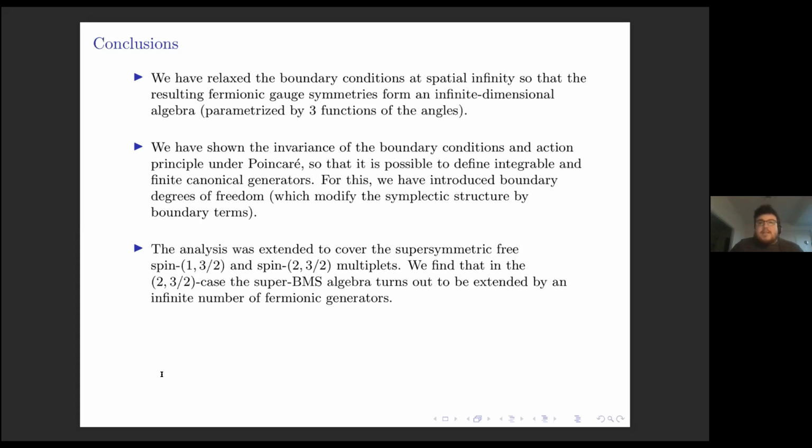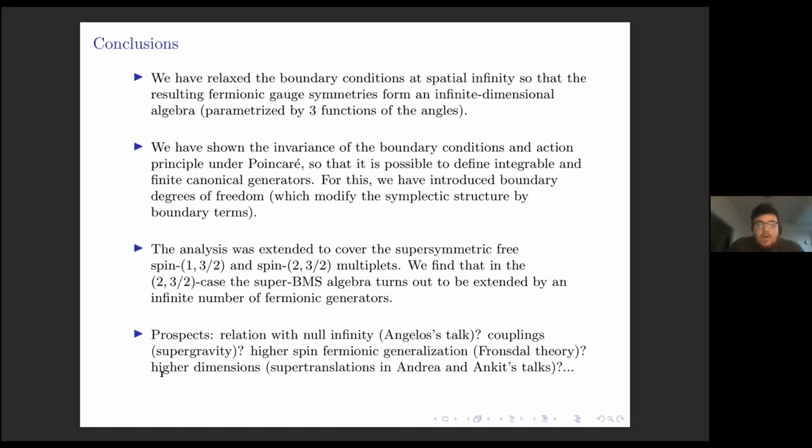And we also extend the analysis to cover the supersymmetric free spin 1 and 3/2, and spin 2 and 3/2 multiplets. In the latter case, we proved the consistency of the super-BMS algebra extended by this infinite number of fermionic generators.